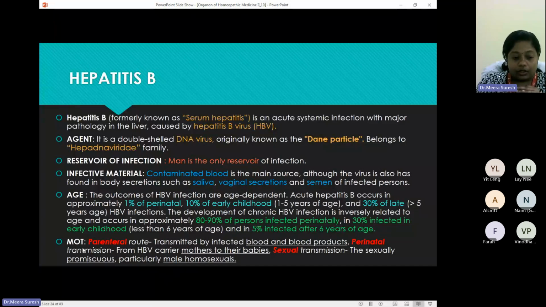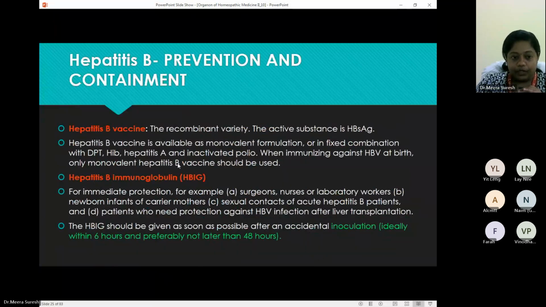Most modes of transmission will be the parenteral route, perinatal from mother to baby, and sexual transmission. There is a hepatitis B vaccine. We have the recombinant variety and also the immunoglobulin.